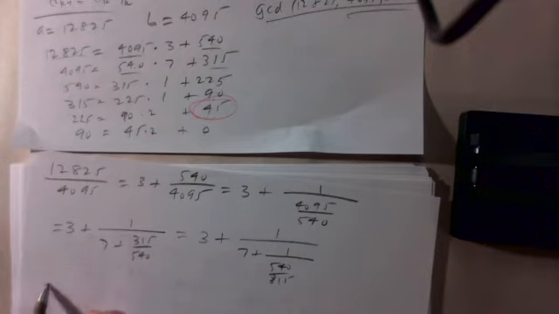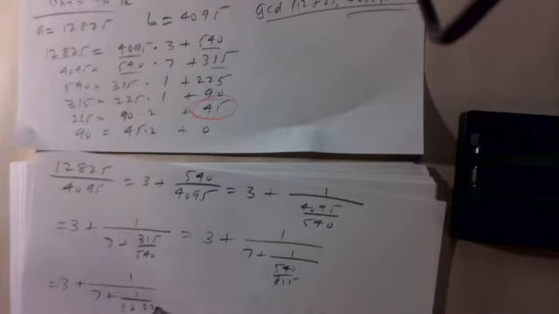And 540 over 315 is 1 plus 225 over 315. So this is 3 plus 1 over 7 plus 1 over 1 plus 1 over 315 over 225, which is 3 plus 1 over 7 plus 1 over 1 plus 1 over 315 over 225 is 1 plus 90 over 225. And this is 3 plus 1 over 7 plus 1 over 1 plus 1 over 1 plus 1 over 225 over 90.